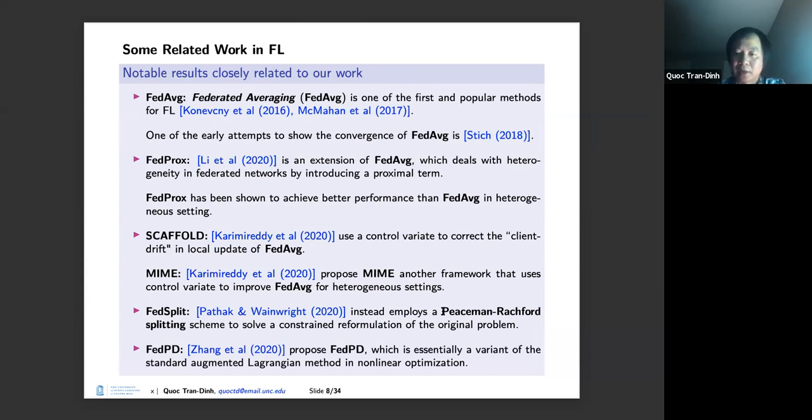It also relies on similar ideas. It is based on the Peaceman-Rachford scheme, which is a variant of the Douglas-Rachford, and it only considers convex problems. I will show the difference between this and our work. And the last one is FedPD, the primal-dual algorithm. Basically it relies on the augmented Lagrangian function method for the nonlinear optimization problem. So they reformulate the problem into a constrained problem and then handle the constraints by the augmented Lagrangian functions. So those are some related works that are, I think, mostly related to our paper here. However, there are so many other algorithms that we are not able to list them all.